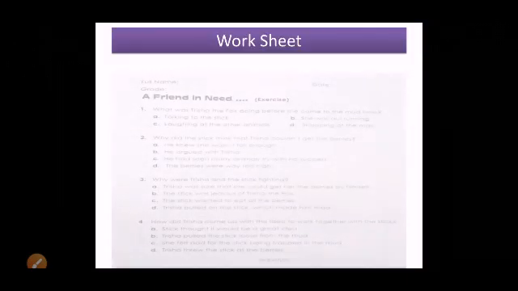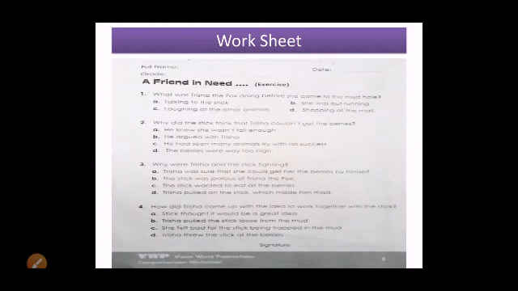Then here is your worksheet. You have to take this worksheet out from your worksheet book. Okay? How you are going to do this? First of all, you have to mention your full name here, date, and the grade. Grade means your class. Then you will read the question and mark the correct answer. Okay? Just like I did in the video.